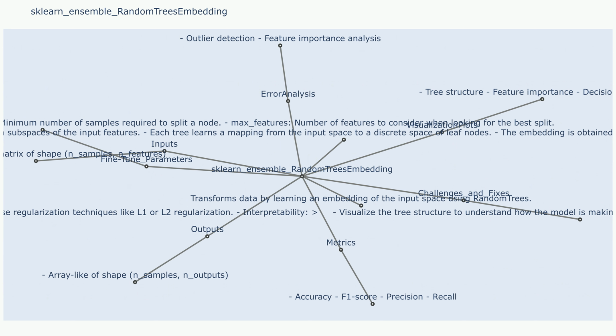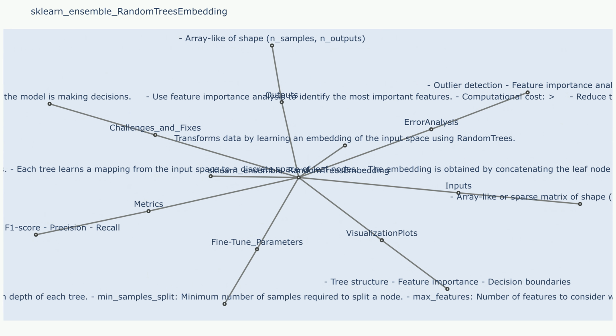Visualization plots. Visualization plot 1: A scatter plot of the transformed data can be used to visualize the embedding. This can help to identify any clusters or patterns in the data. Visualization plot 2: No applicable plots.